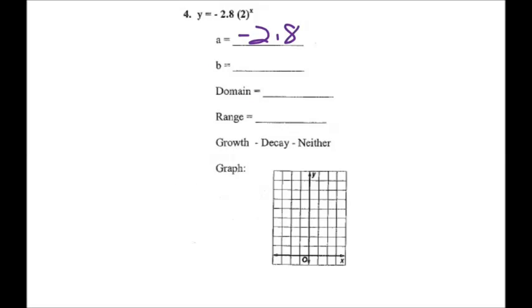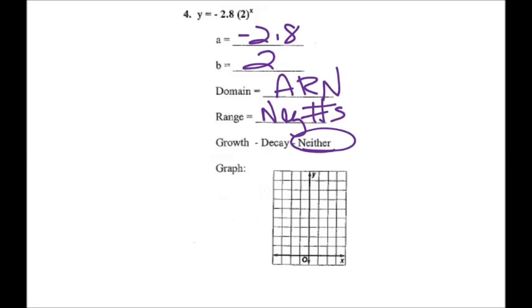A is negative 2.8, B is 2, domain is all real numbers. For the range, you look at A, and it's going to be the negative numbers. And it's neither growth nor decay because of this negative up here with the A.